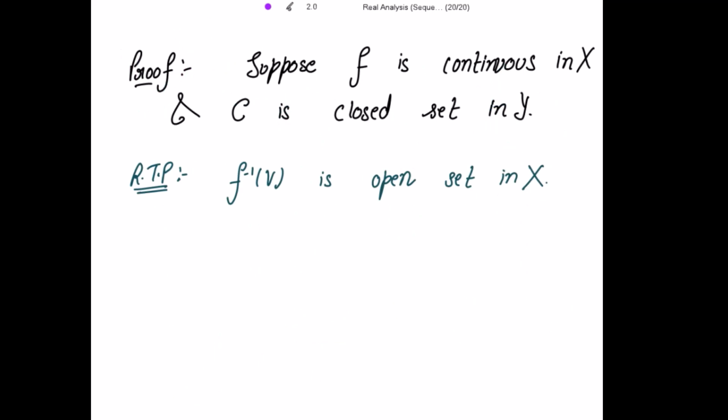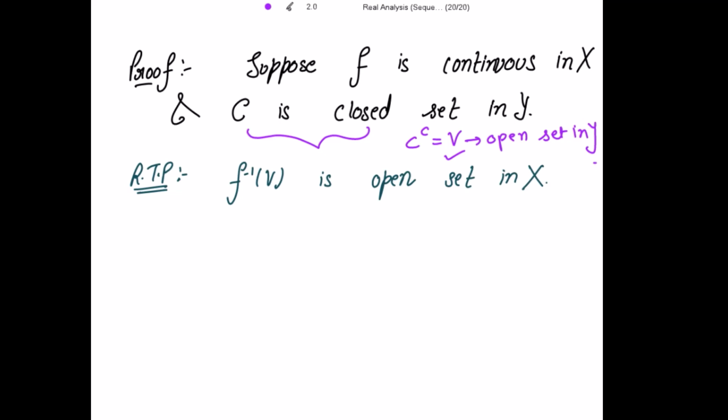So suppose F is continuous in X and C is a closed set in Y. We have to prove that F inverse V is an open set in X, as I have taken the complement of C to be V, and that becomes the open set in Y. For every open set V in Y, we have to prove that F inverse V is an open set in X, right?